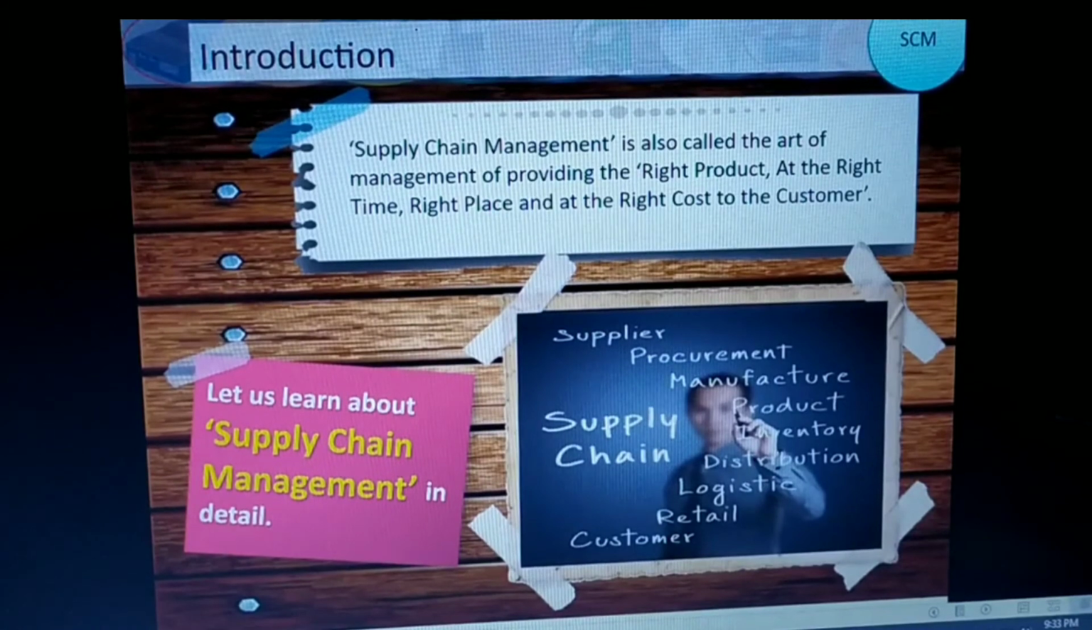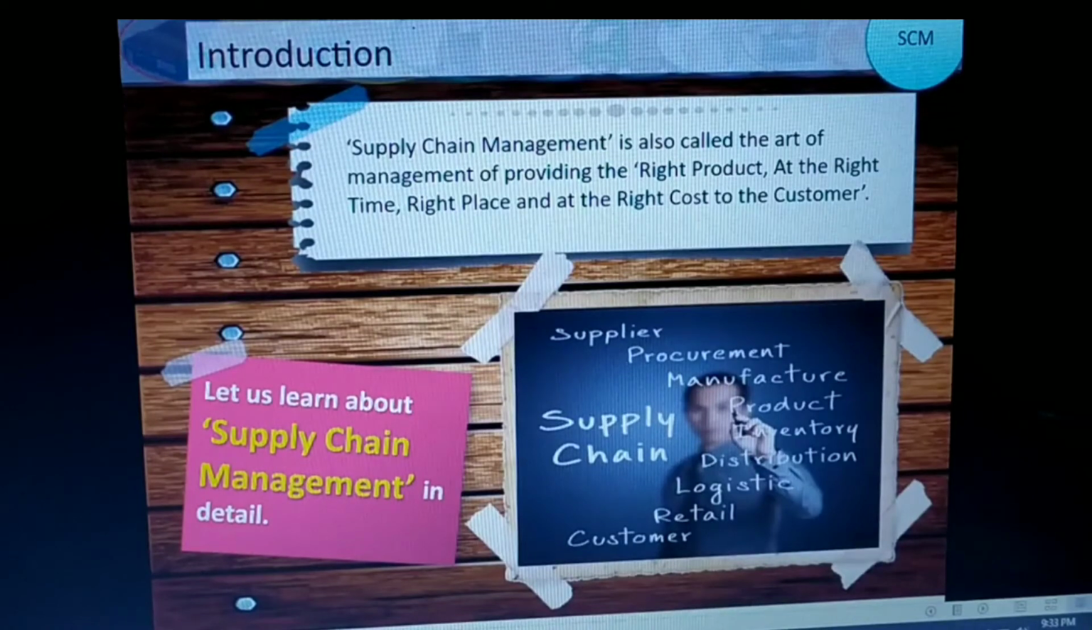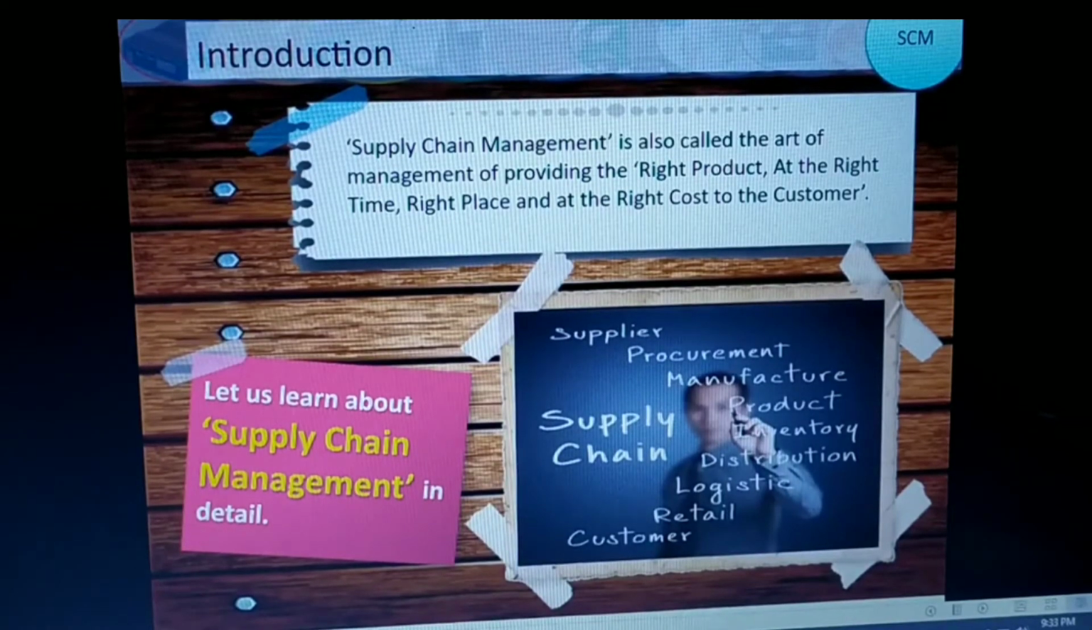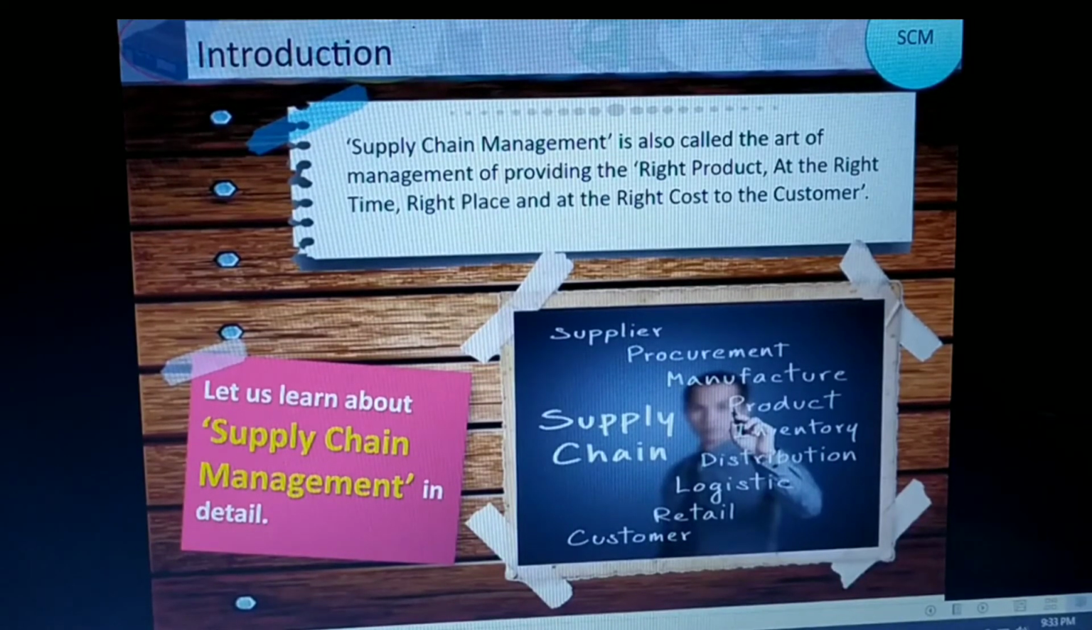Dear students, supply chain management. Supply chain management is also called the art of management of providing the right product at the right time, right place and the right cost to the customer. So you can see that there are 4 Rs here: right product, right time, right place and right cost. So let's learn about supply chain management in detail.